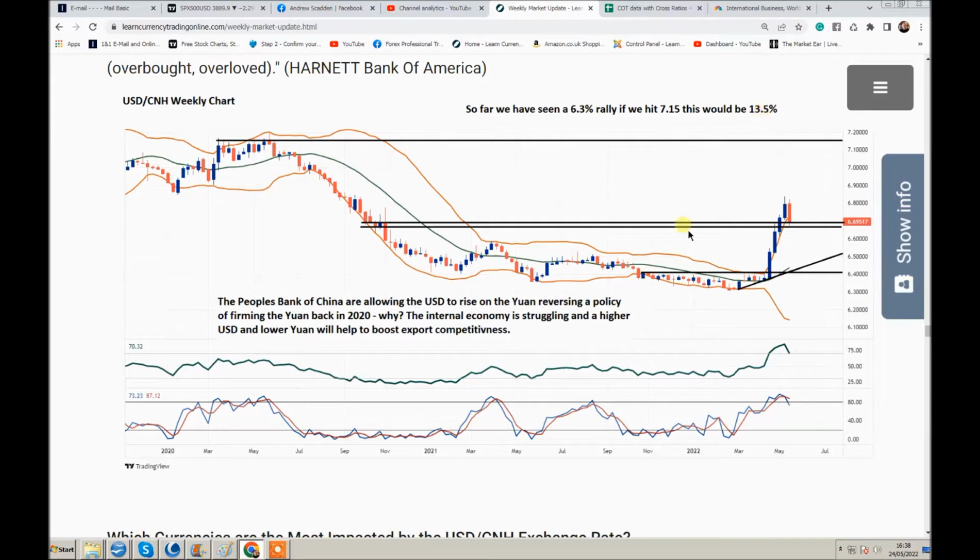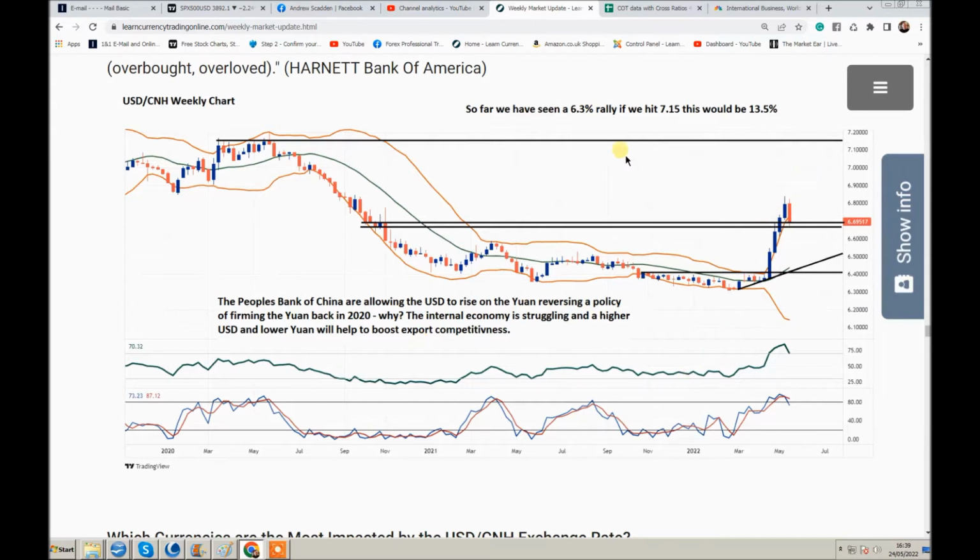Okay, so that would be a big move. It's already been a big move. Now we know the People's Bank of China, who manipulate this pair, are allowing the USD to rise. Why? Because the internal economy is struggling, and a higher USD and lower yuan will help boost China's export competitiveness.